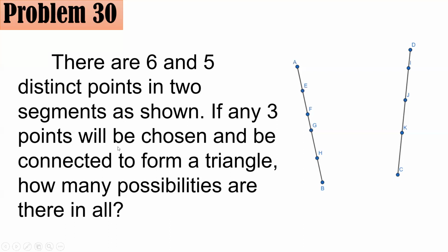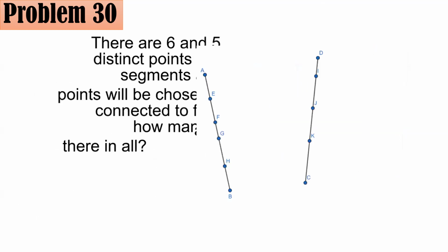So take note, it's not good to get any 3 points on the same line. For example, if I focus on this line, if I pick J, I, D, this will not form a triangle because again, you need 3 points that are not collinear. Hence, there are 2 cases here.